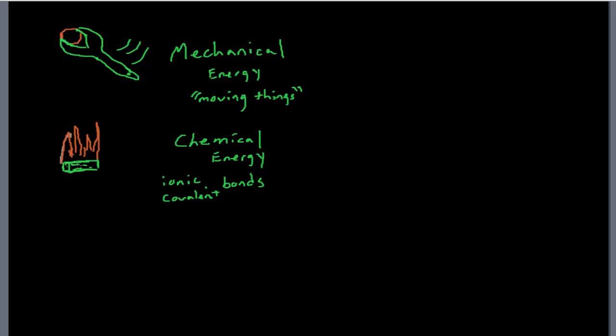A good example is burning wood. The cellulose in the wood, that's a covalent bond. It releases that energy when you combine it with oxygen, and that's what gives us fire. So that's chemical energy, energy that comes from ionic and covalent bonds. A third type of energy, and this one shouldn't be too hard to remember.